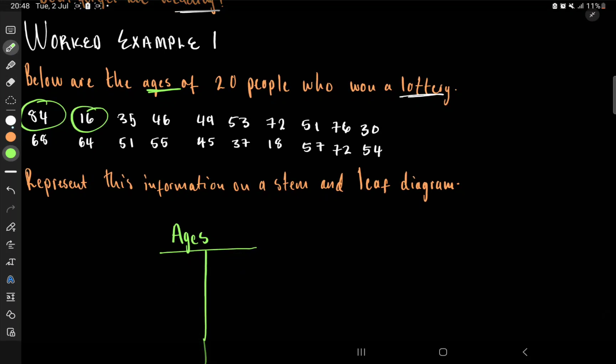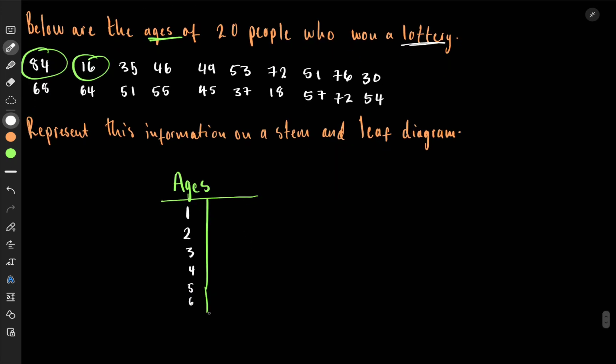Either way, let's go through it. So what am I going to have? I should put the values. For my stem and leaf, do I have 0 to 9? No, I don't. I have 10 and above. So I'm going to start with the 10s, then 20s, then 30s, then 40s, then 50s, then 60s. Then I keep going.